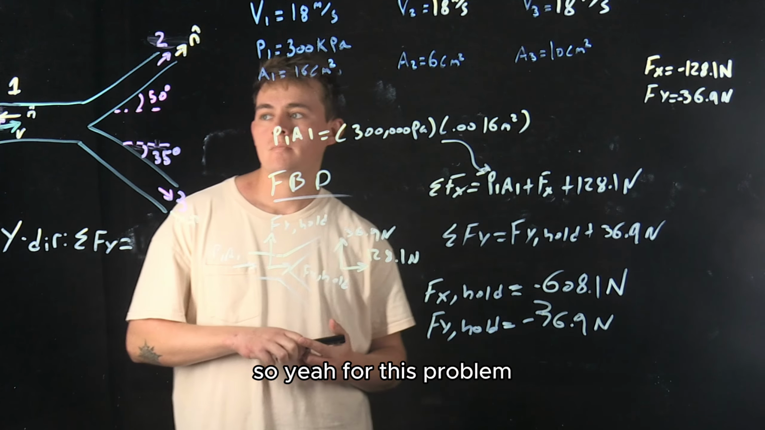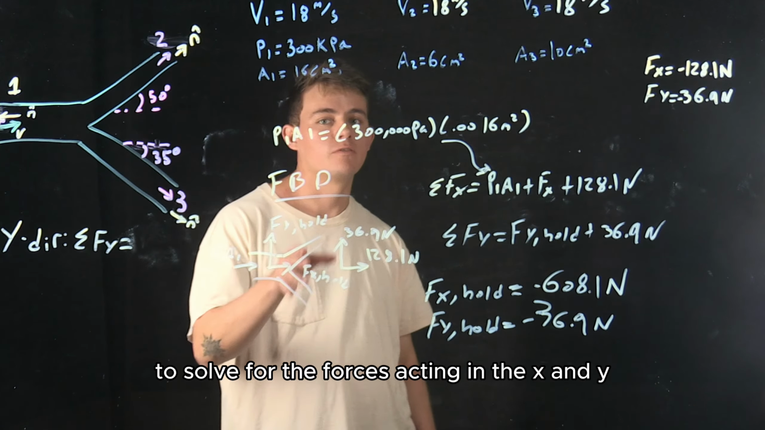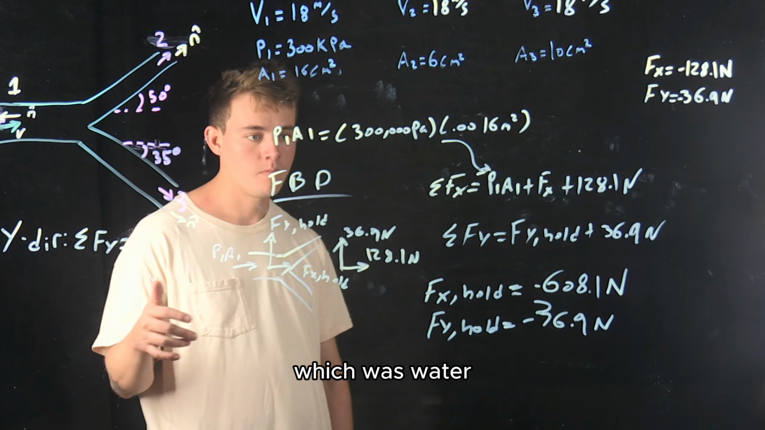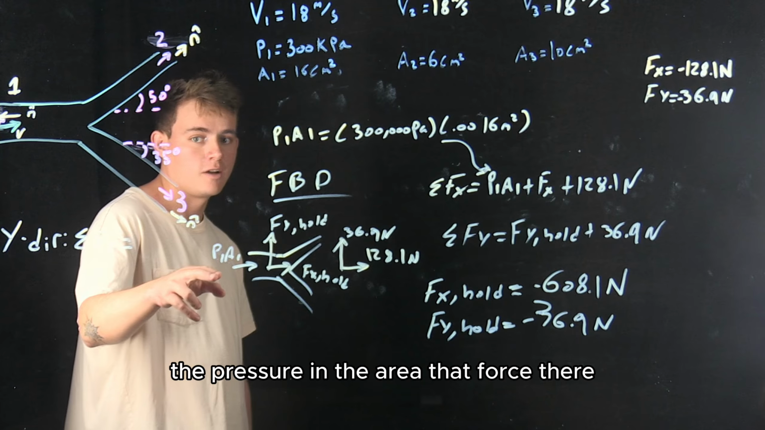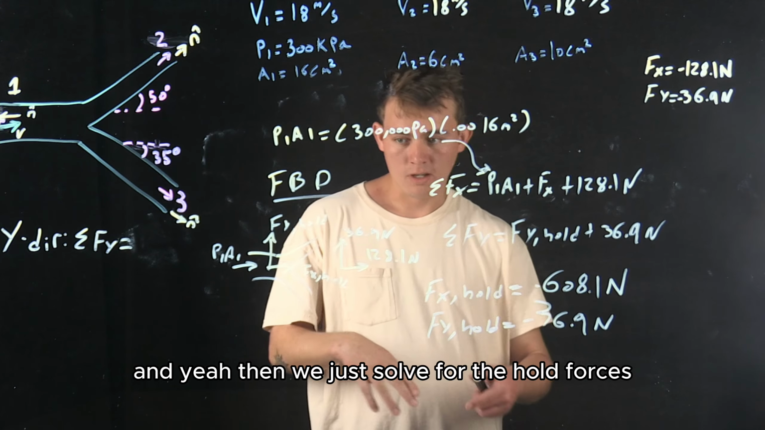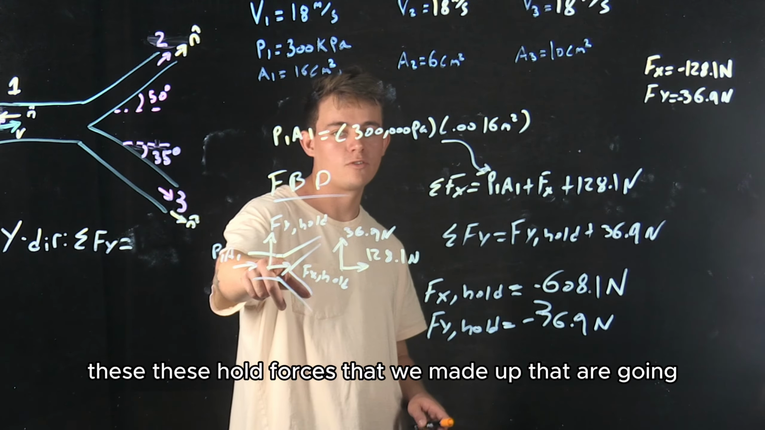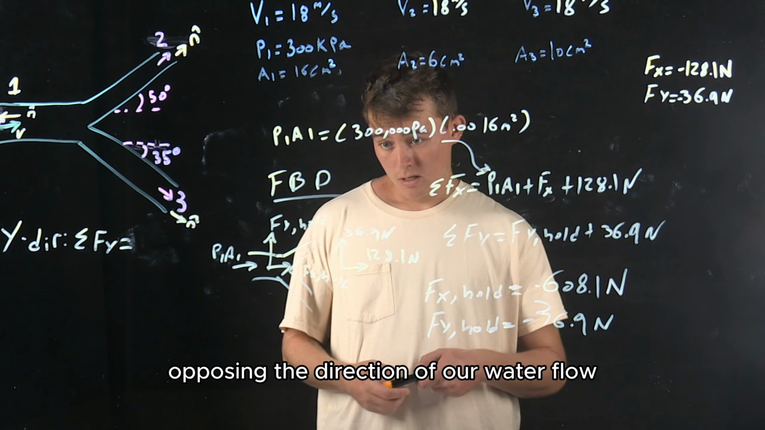So for this problem we used the Reynolds transport theorem to solve for the forces acting in the X and Y direction of the fluid, which was water. And then we kept in mind that there was one force from the pressure and the area. Then we solved for the hold forces, because that's what's keeping the system stationary. These hold forces that we made up are opposing the direction of our water flow.